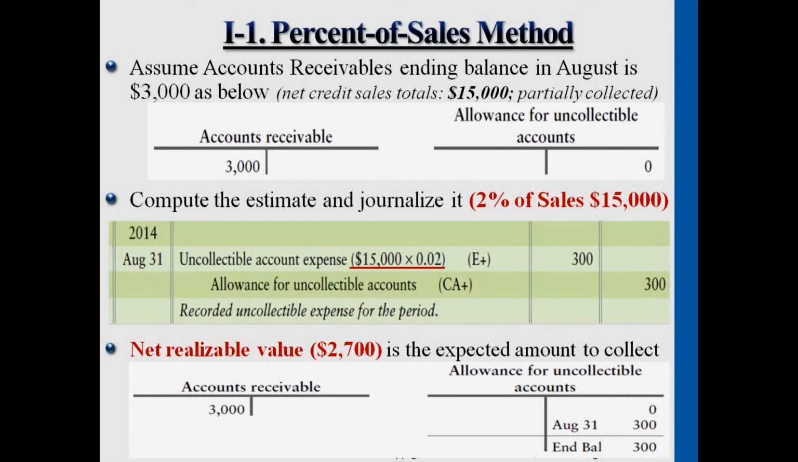So this is the first method, percent of sales. Measure the percentages, multiply by sales, figure out this $300, and journalize this entry by debiting expenses, crediting allowances. This allowance at the end appears right below accounts receivable. And just like how the contra asset accumulated depreciation reduces the plant asset, the same logic applies: the allowance for uncollectible accounts reduces accounts receivable. So the accounts receivable that we're most likely to collect at the end is $2,700.